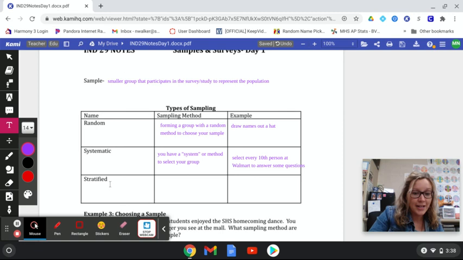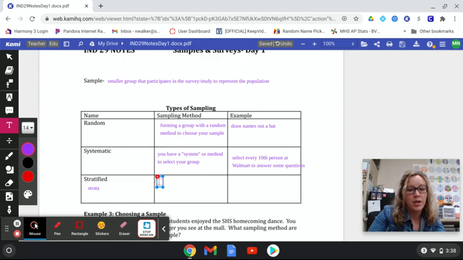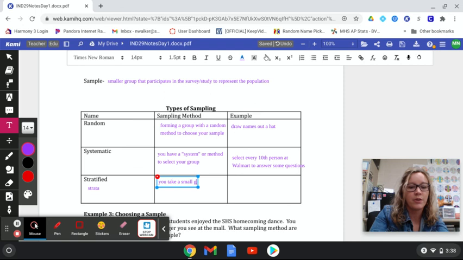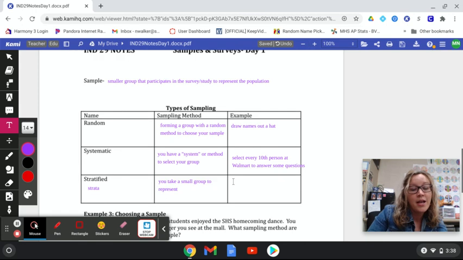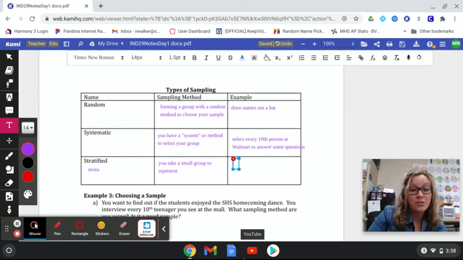And then stratified, a word that comes from this is strata, which means that you're going to take a selection, a small group. And this means that you take a small group to represent. All right, so an example would be if you wanted to do a survey and you want to make sure that the entire student body gets represented. You could do it by grade, but sometimes a certain grade might have a bias. So you want to make sure that you have a group that has all 4 grades for the school.